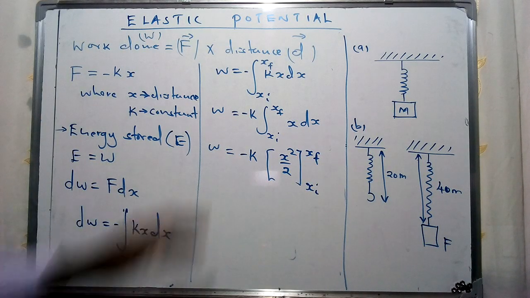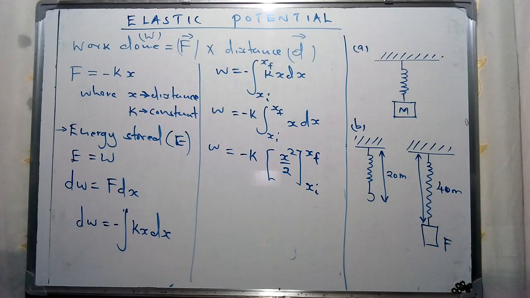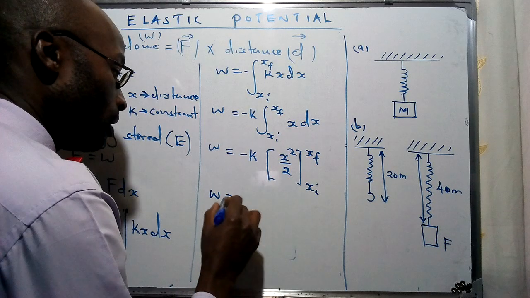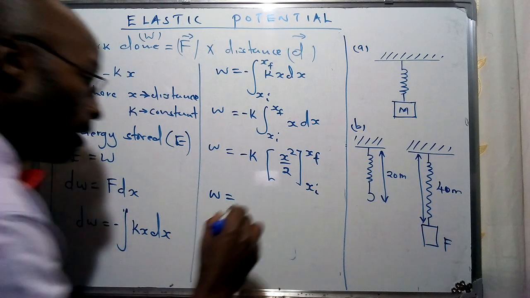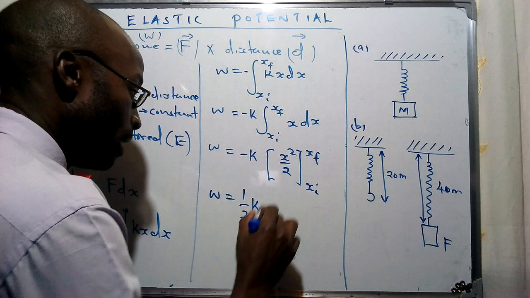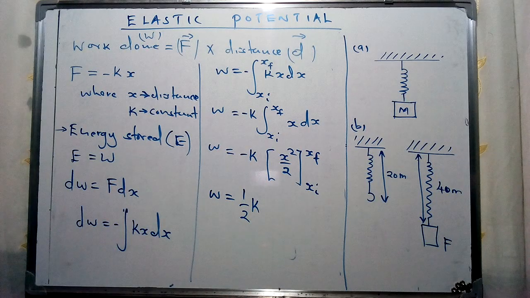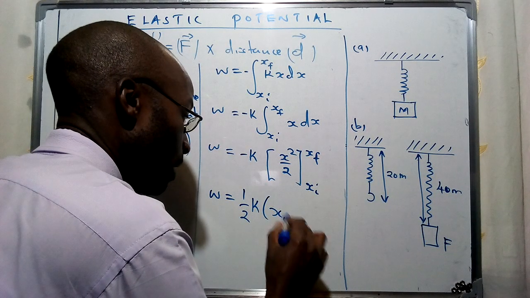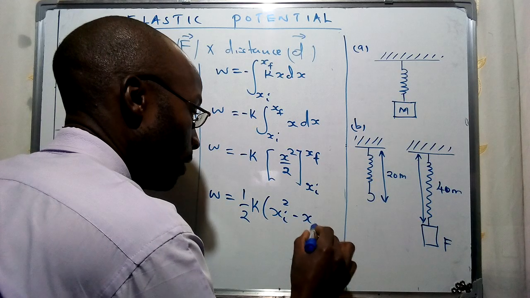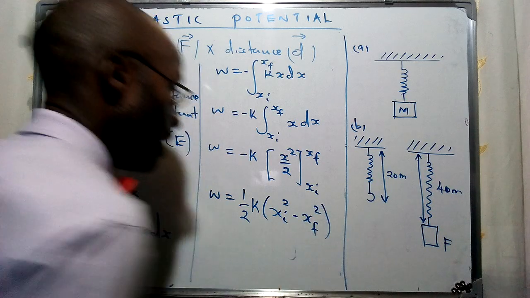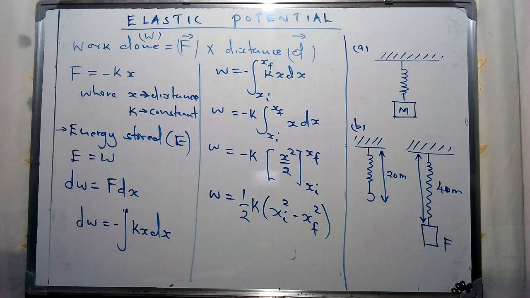So this is going to follow the procedure of performing our normal integration. Considering this a small aspect of a negative sign, we're going to perform an evaluation and our work is given in terms of a half k, of course, and we're going to see that these two specific positions, the initial and the final, are going to appear as such, and that's going to form an element of work.